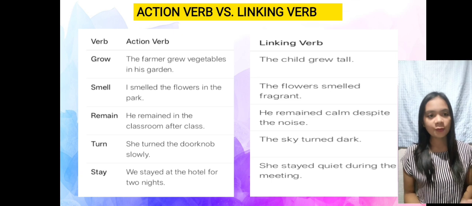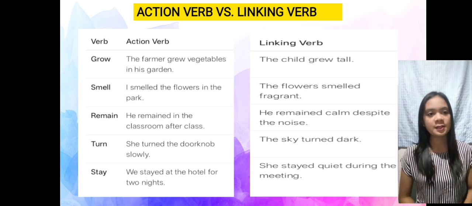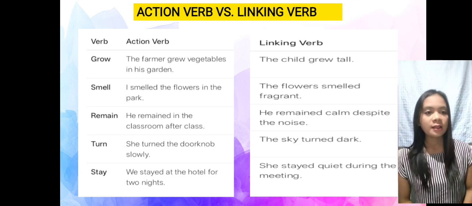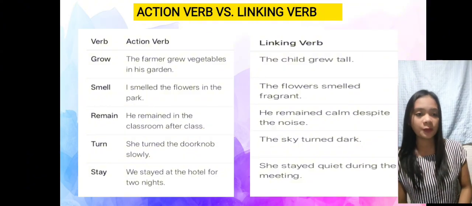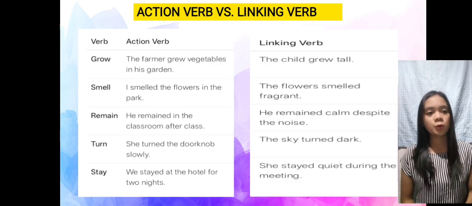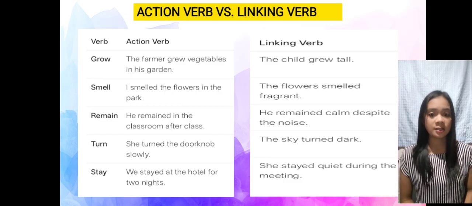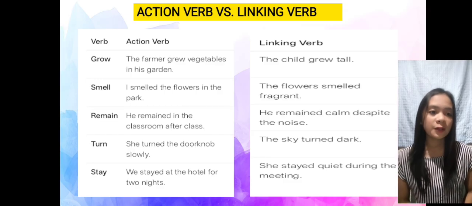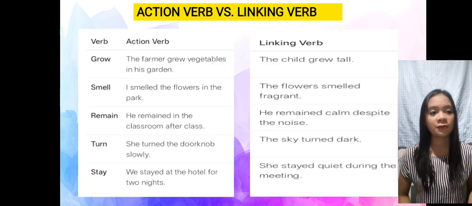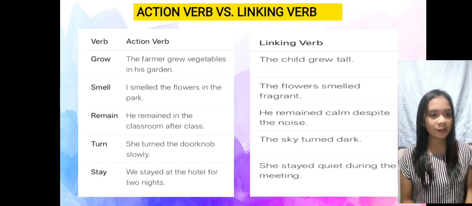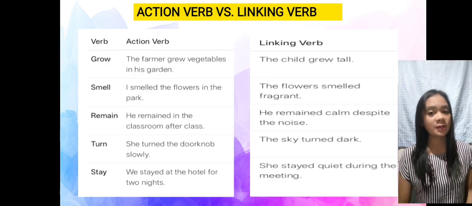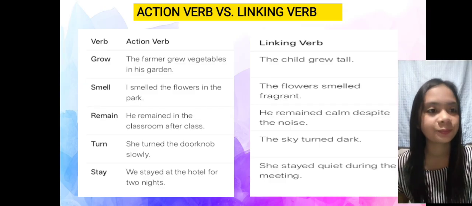Now that we already understand verbs and their different forms, let's take a closer look at two important types, the action verbs and the linking verbs. Action verbs show what the subject does, while linking verbs show what the subject feels. So let's see how action and linking verbs differ through some examples.